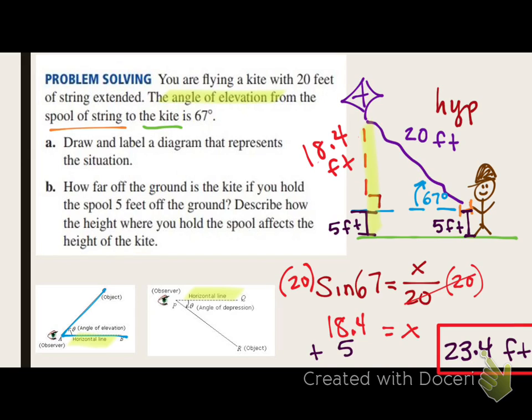Describe how the height where you hold the spool affects the height of the kite. Obviously, the higher you hold the spool, the higher the kite's going to be, right? This is probably a tall person because 5 feet is pretty tall. Like I'm 5'3". That would, if I were standing, it, which is weird.